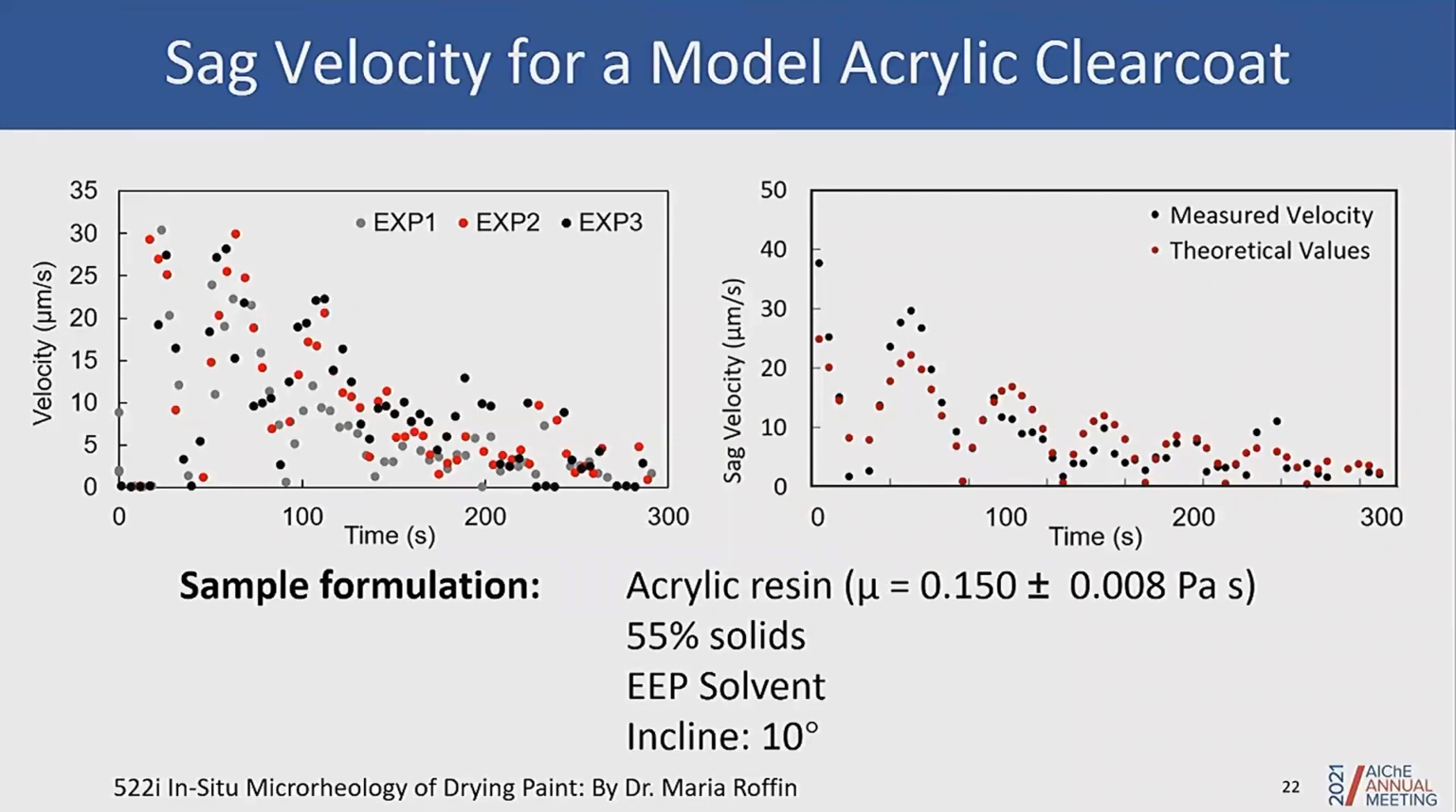And what I would like to note about these two plots is that you can see the dots don't quite as nicely overlay on top of each other as was the case for viscosity standards. And that's because of the complexity added to the coatings. And even for modeling the sag velocity throughout the film, we can see there's a little bit of a discrepancy due to those added complexities.